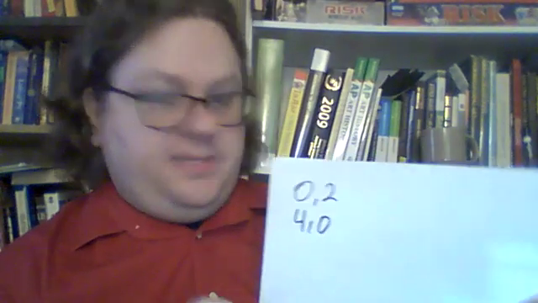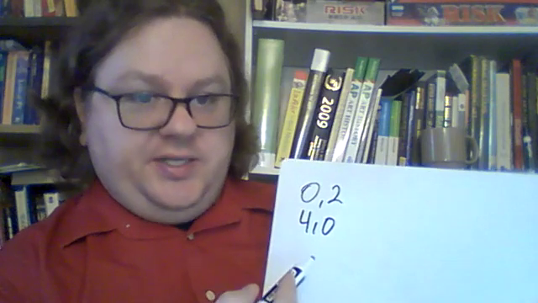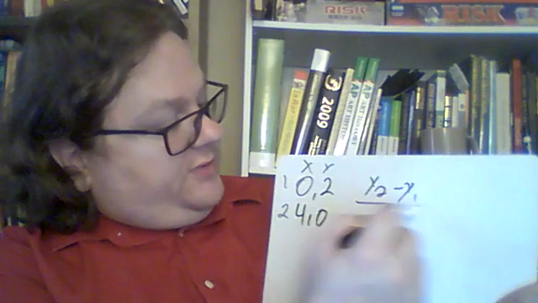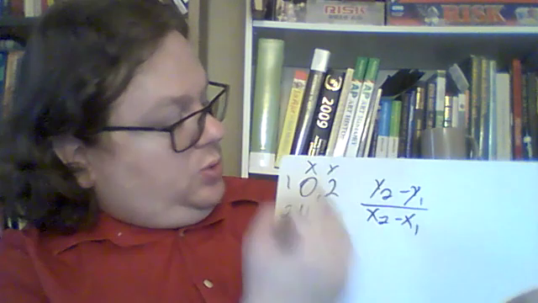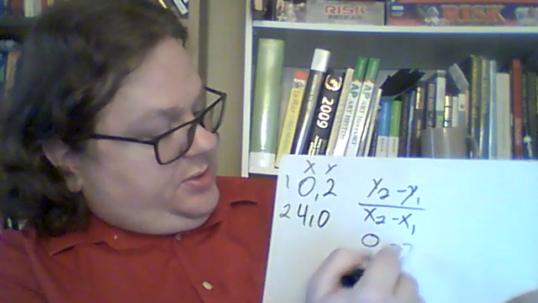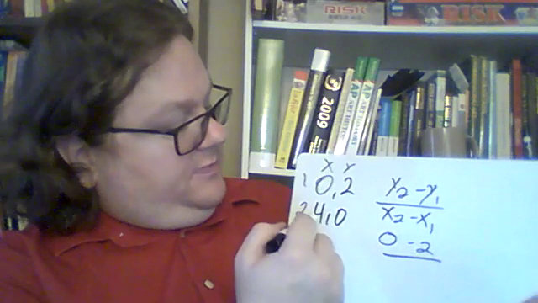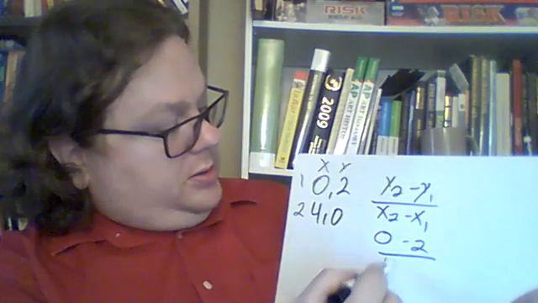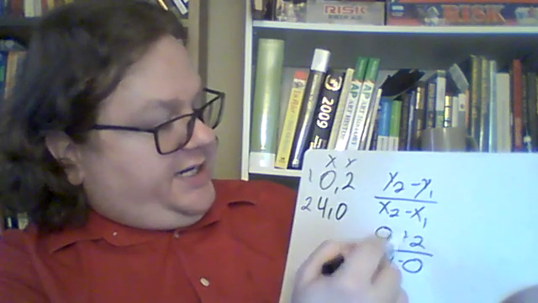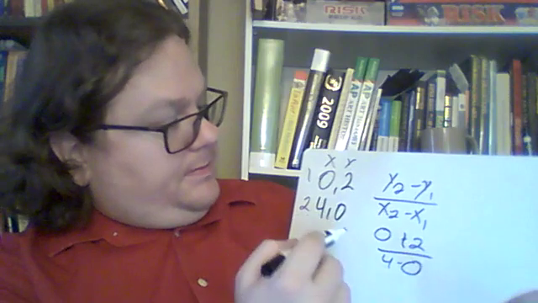And now, as proof of concept, I'm going to do it with the other 2 points that we didn't use from that earlier table, 0, 2, and 4, 0. X, y, 1, 2, y2 minus y1 over x2 minus x1. y2 is 0, minus 2, over x2 is 4, minus 0, minus a -2. No, that's a positive 2.